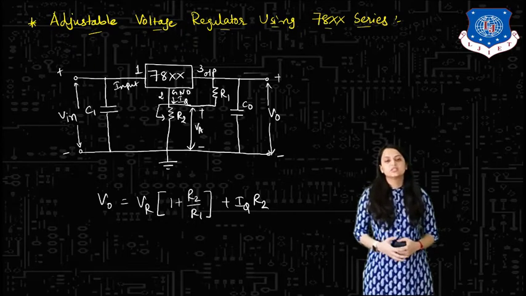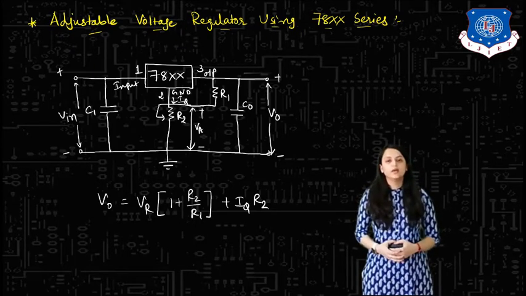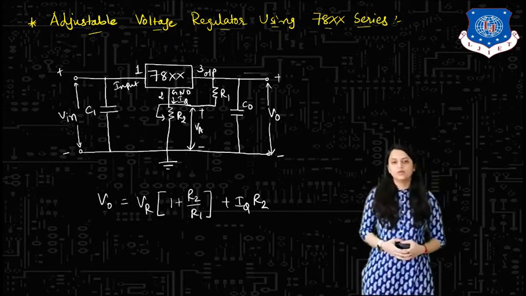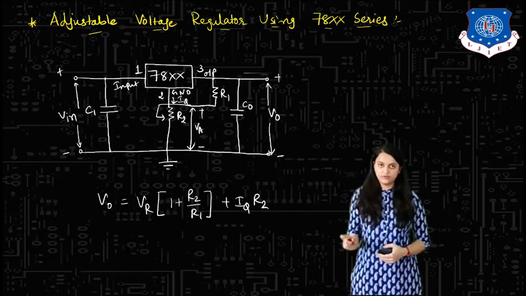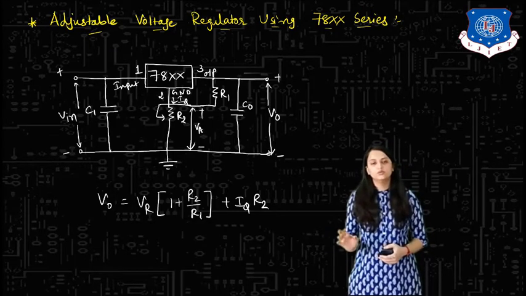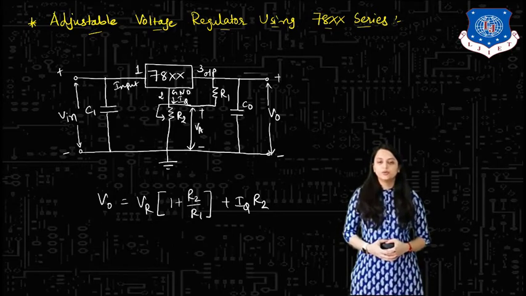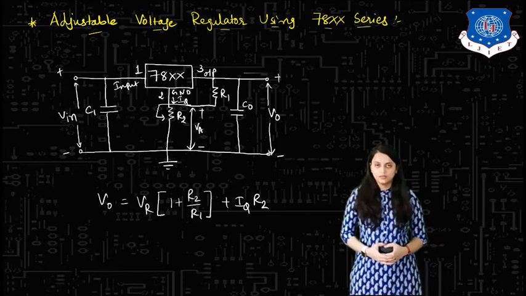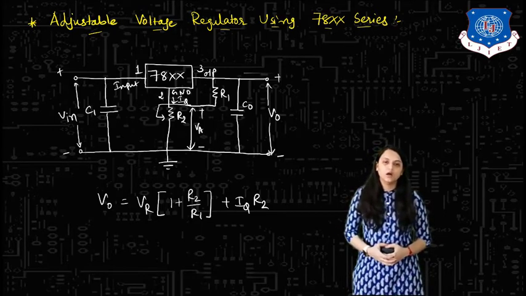Next is adjustable voltage regulator using 78XX series. Here, to get the adjustable or variable output voltage, two capacitors are used: input capacitor C1, output capacitor CO, and resistances R2 and R1. Here the output voltage value is given as VR into 1 plus R2 by R1 plus IQ R2.